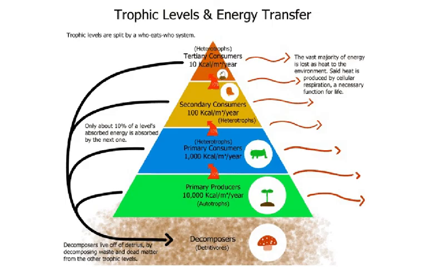Now, trophic levels and energy transfer. Trophic levels are split by a who eats who system. That's a very good way of saying it. So we have here the producers, and they produce so many kilocalories per meter square per year. They have taken it out in the year because in the year the seasons vary: winter, summer, spring, autumn.